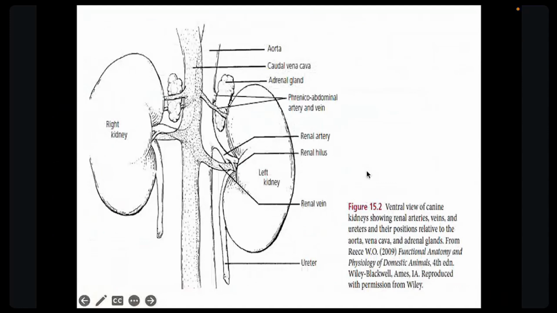Percent of the cardiac output. So you can see blood coming out from this aorta, reaching the renal artery, and entering into the kidneys. You can well appreciate the left and the right kidney.